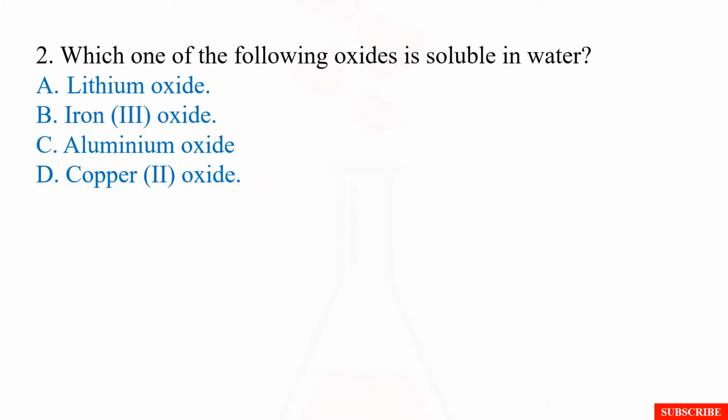Question 2. Which one of the following oxides is soluble in water? An oxide is basically a compound that contains two elements in which oxygen is one of them. However, for this question, you need to know the solubility of oxides in water. Simply put, group 1 oxides are soluble in water. However, this is not limited to group 1. Some few other oxides will also be soluble in water, as we shall see in the later slides.